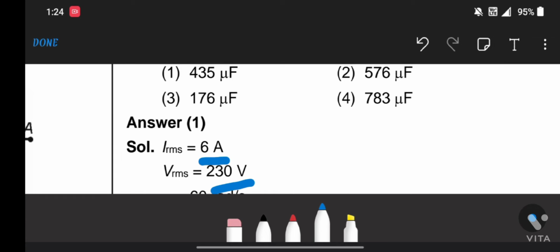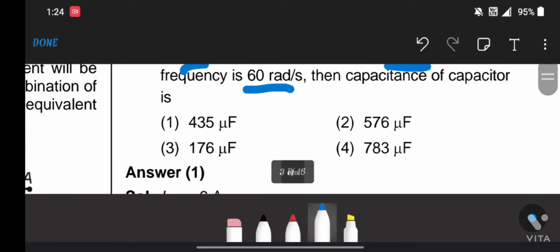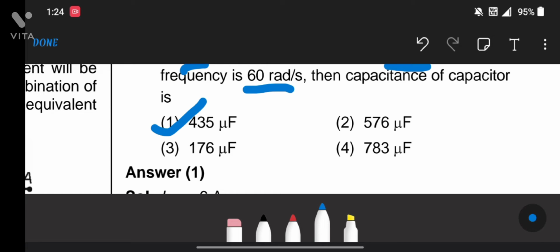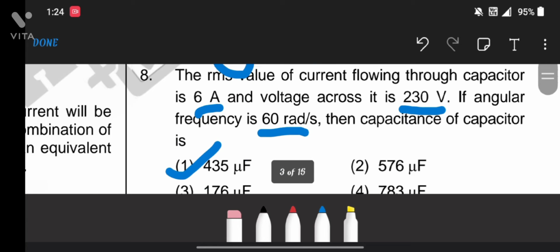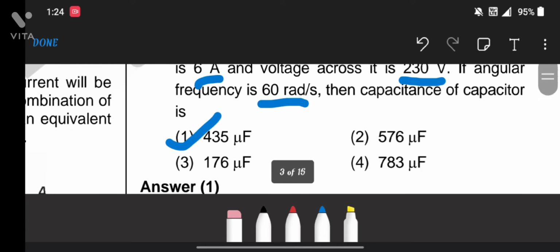So 435, if we see in the options, 435 microfarads value we are getting here. Yes, option 1 only, we can see 435 microfarad is the first option only. So therefore the correct answer for question number 8 is option 1.